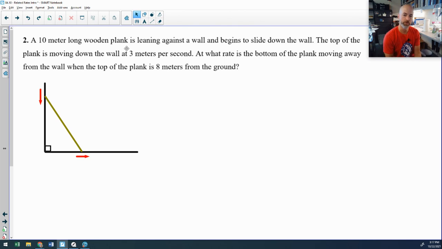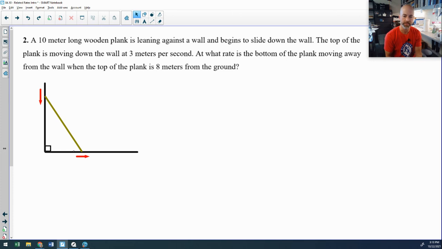We have a 10-meter long wooden plank leaning against the wall. So here's my wooden plank. It's leaning against the wall. It begins to slide down the wall, and as it slides down the wall, the bottom will slide away from the wall. So it tells you the top of the plank is moving down the wall at 3 meters per second. At what rate is the bottom of the plank moving away from the wall?